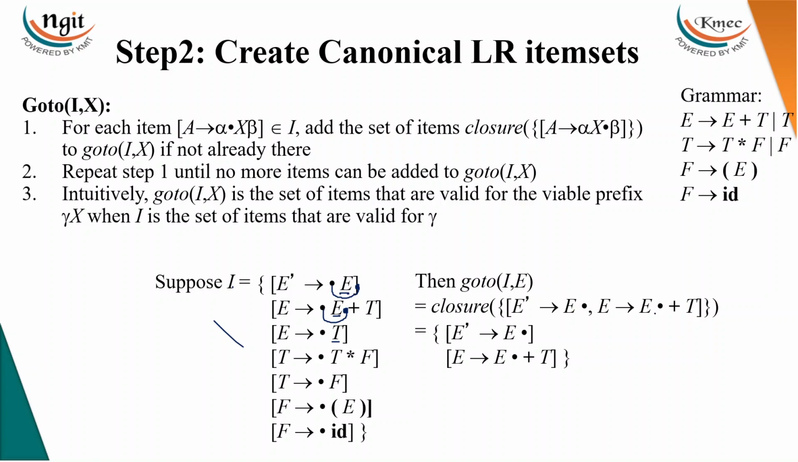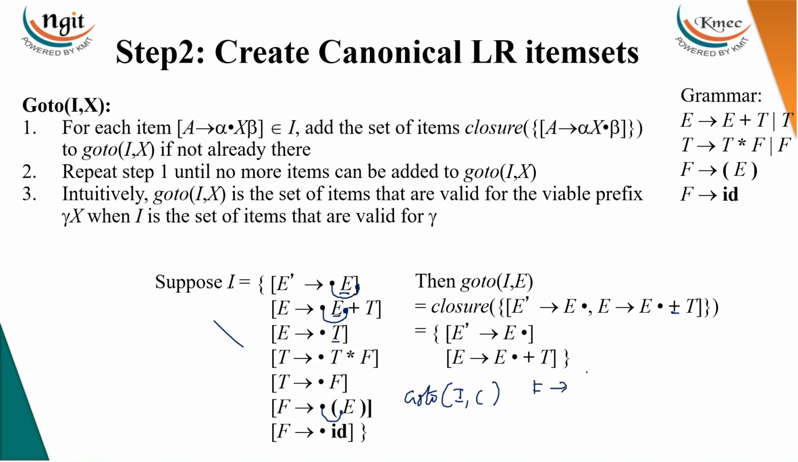See, E dot plus E. After moving, you again have to apply the closure. If it is a terminal, leave it. If it is a non-terminal, again you have to add the productions. For example, let me write here goto of I comma open parenthesis. So move the dot from here to here.